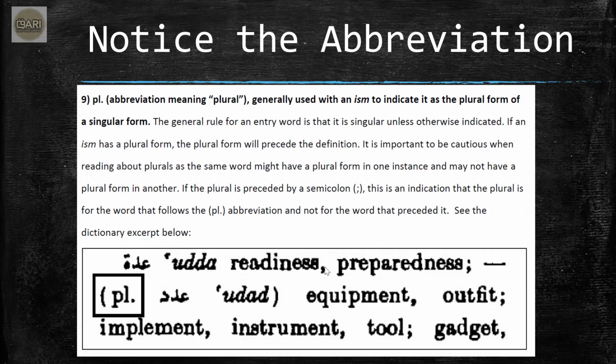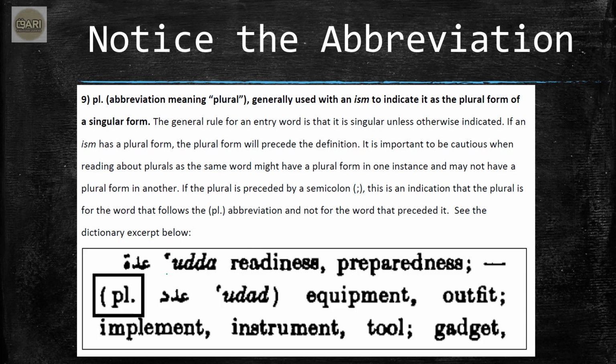The final abbreviation that we're going to focus on is PL. PL is for plural. So generally, the way the Hans Wehr Dictionary works is that when they give you a word that's an ism, a non-verb, they're going to show you the transliteration, and then they're going to show you any plurals that exist for the word and the English representation for the plural. So if you look at this definition here, how would you read this?